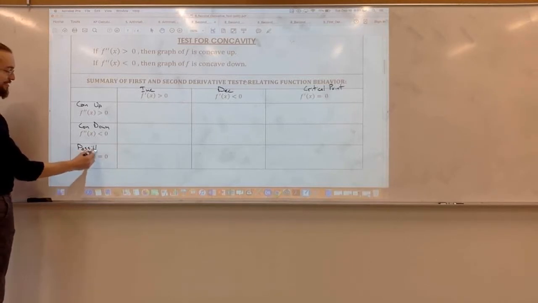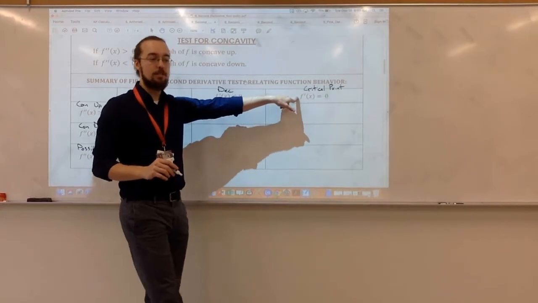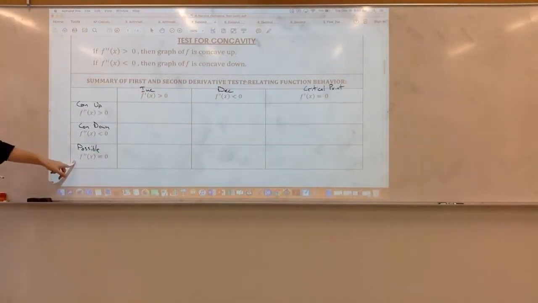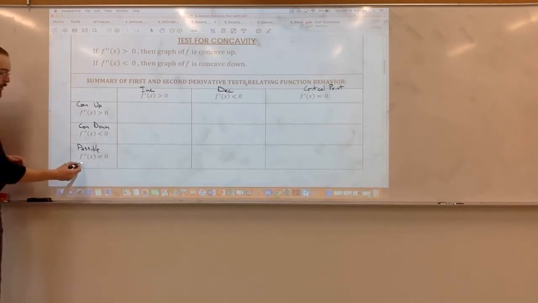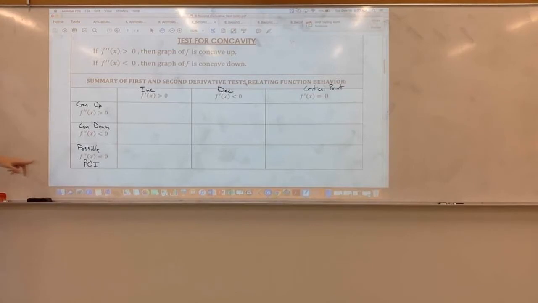Why do you have to put that possible in? Well, for the same reason here. We're not guaranteed that if the first derivative equals 0, we have a min or a max. Same reasoning here. We're not guaranteed that it's an inflection point. It's just those are the only places where an inflection point could occur. So I'm going to abbreviate point of inflection as POI. Okay, point of inflection, POI.